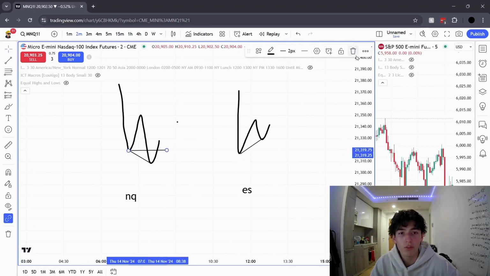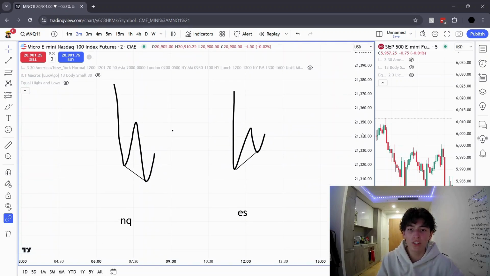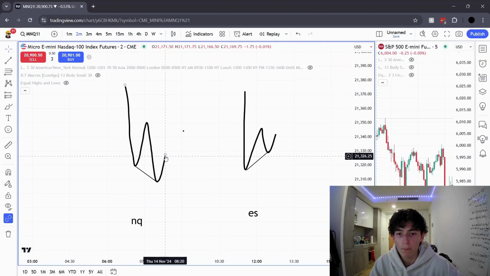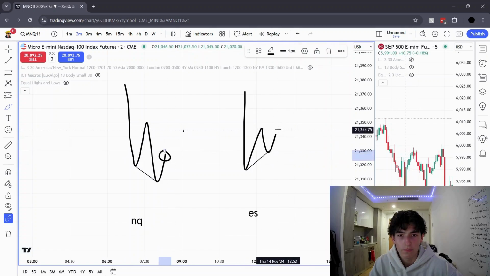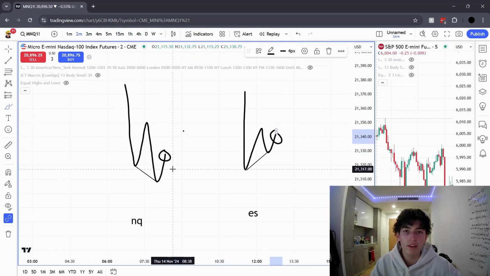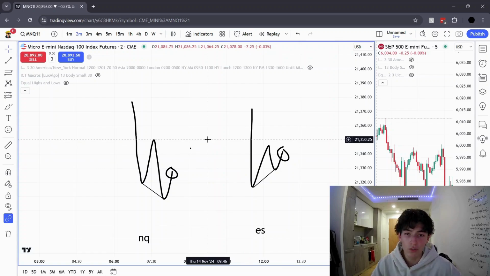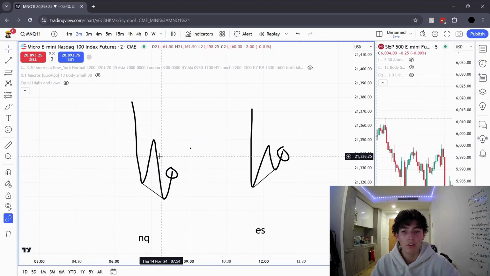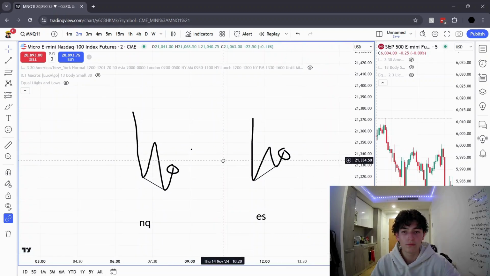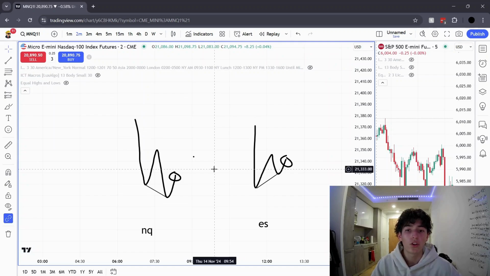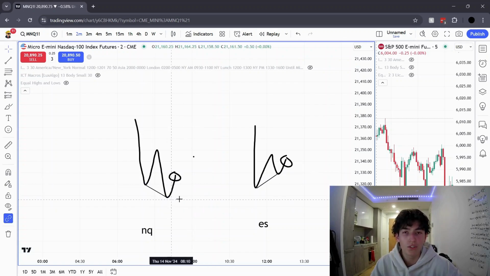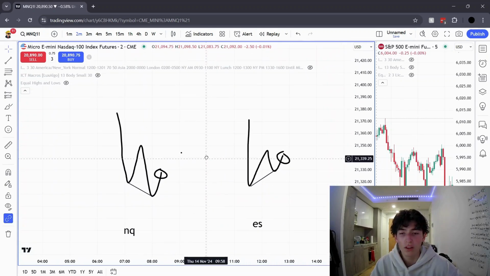But obviously, not all of the time is this going to work. This is just a confluence to add to your strategy. And the way you would use this is, for example, at this point, I have no idea that it's going to keep going higher. But if I were to see an inverse fair value gap happen right here, then that would confirm to me that we are going higher, right? And this is just a confluence that helps me with that confirmation.